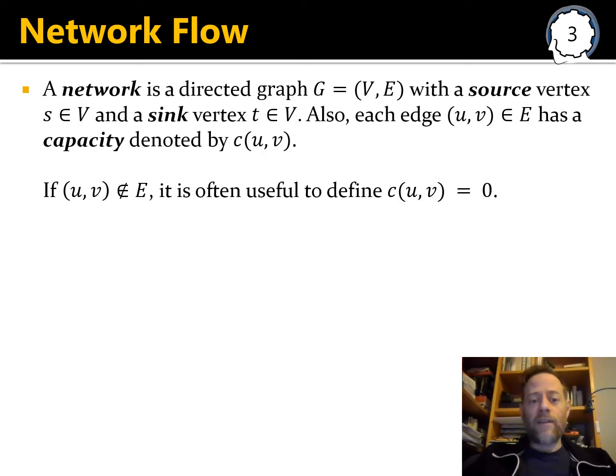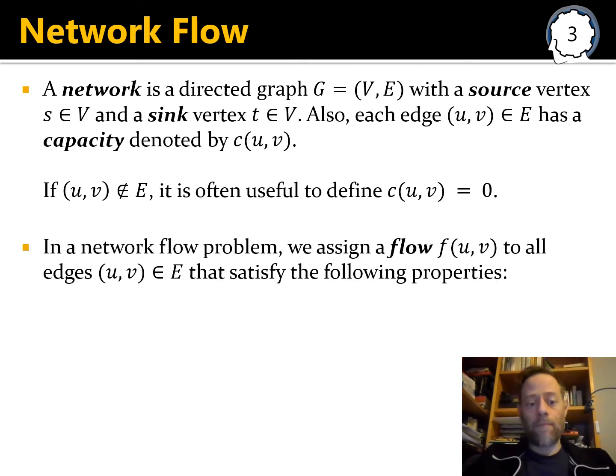So let's start with what a network flow is. First of all, we have a network, which is a directed graph with a source vertex and a sink vertex. Each edge in this network has a capacity called c(u,v), the capacity on the edge between u and v. Sometimes it is useful, if there is no edge between a pair of nodes, to represent that with an edge of capacity 0. That's the same. And now we have a flow.